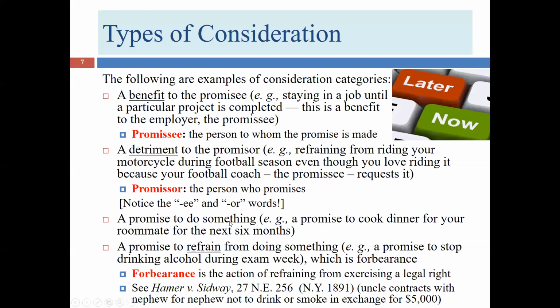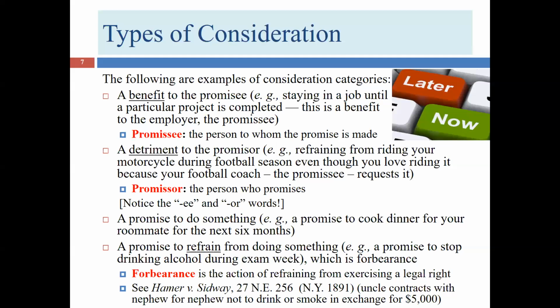Well, the nephew said, well, that's true. I didn't promise to do something, but I promised to refrain from doing something that I had the legal right to perform. I don't know what the drinking age was in 1851, or even if there was such a thing, but the nephew, at least for some of that time, was over the legal drinking age and the legal smoking age. So he had the legal right to drink and he had the legal right to smoke, and he refrained from doing so. So he acted with forbearance.